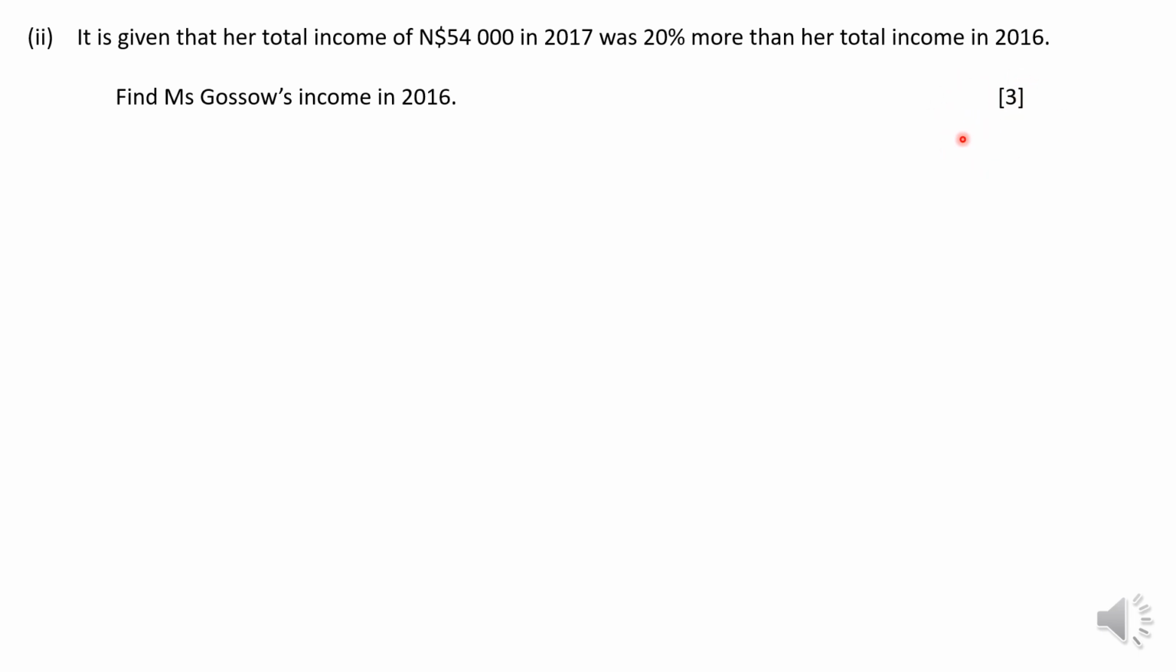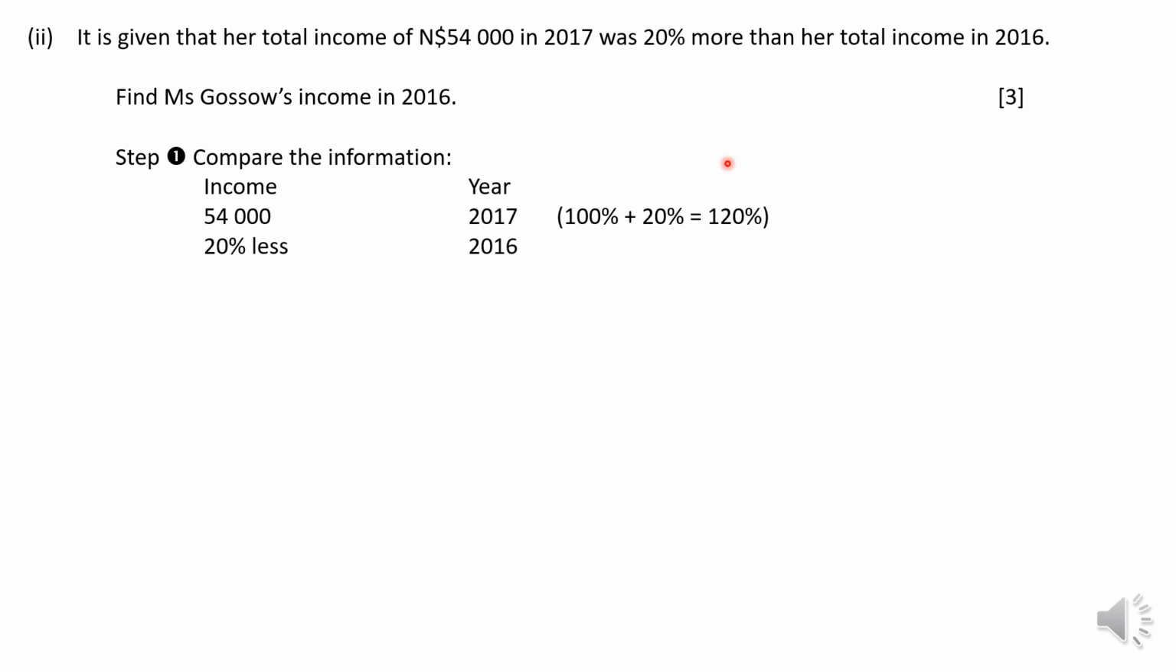This is not normal percentages here, because we don't know the income in the previous year. And I emphasize the word previous. You know that you are dealing here most probably with reverse percentages. So I divided it into a few steps. I compare the information. I like to write down what I'm given so that I can pick a course of action. I added 120% here, the 20% to 100 to get 120, because I expect something.